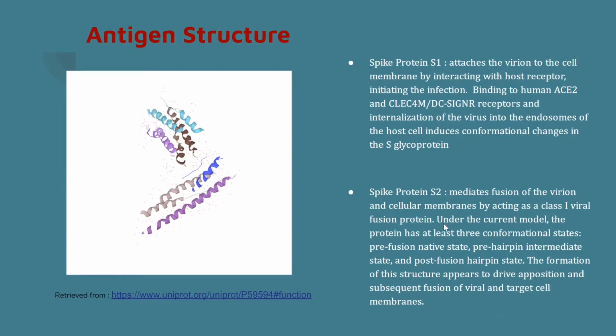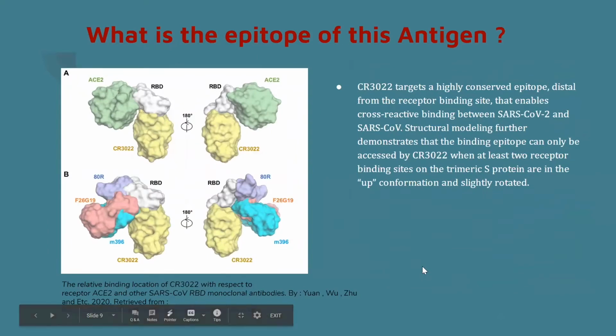And for this model, it has been shown that there are 3 conformational states: the pre-fusion native state, the pre-hairpin intermediate state, and the post-fusion hairpin state. The epitope that is present for this antigen is CR3022, a target of a highly conserved epitope. The structural modeling further demonstrates that the binding epitope can only be accessed by CR3022 with at least 2 binding receptors on the trimeric S protein that has an up conformation and a slight rotation.